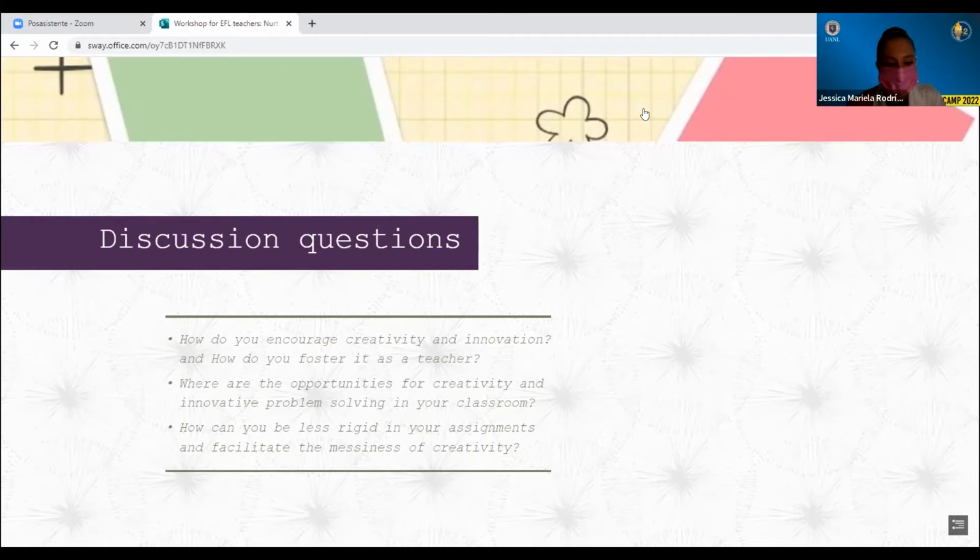The first question says, how do you encourage creativity and innovation? And how do you foster it as a teacher? Okay, so what do you do in your class? Number 2, where are the opportunities for creativity and innovative problem solving in your classroom? And number 3, how can you be less rigid in your assignments and facilitate the messiness of creativity?